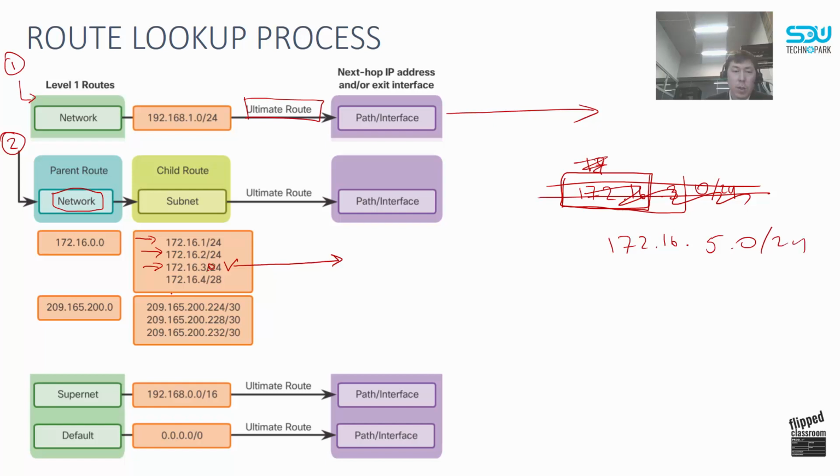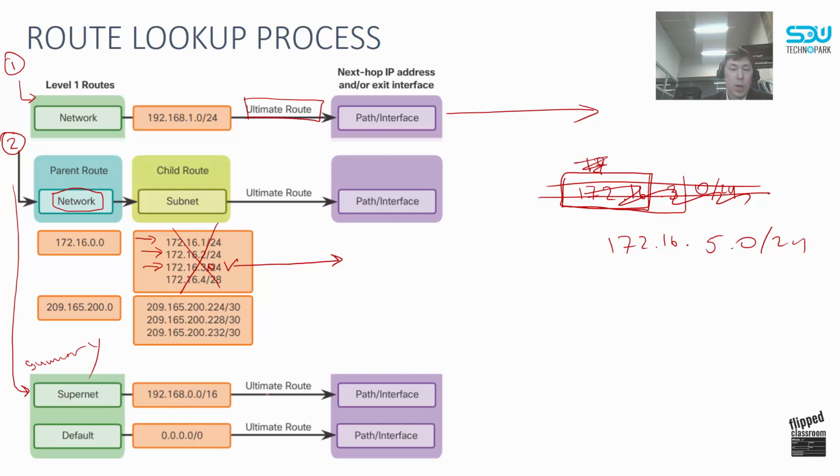Then the router will not find it, and after that the router will look for the supernet routes, and one example of a supernet route is the summary route. So the router looks for a summary route. After it has looked at level 1 routes, parent route and child route, and only then will it look for the supernet route.